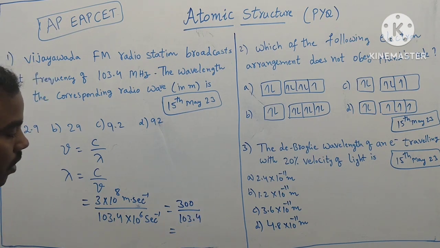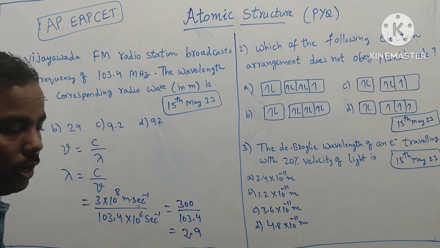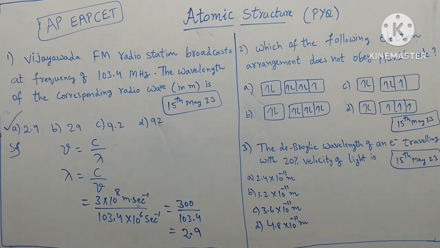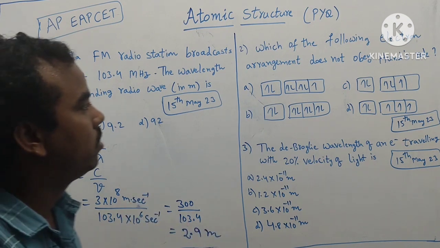300 by 103.4. So what is the nearer value? The nearer value is 2.9, since 103 goes into 300 nearly 2.9 times. So the answer is 2.9 meters. Second inverse cancels, 2.9 meters.